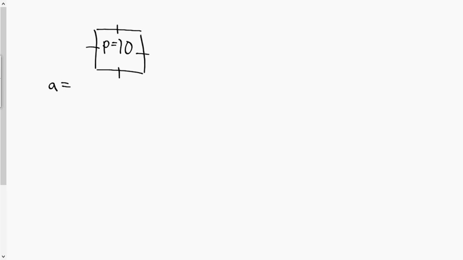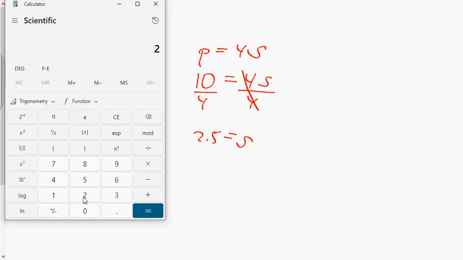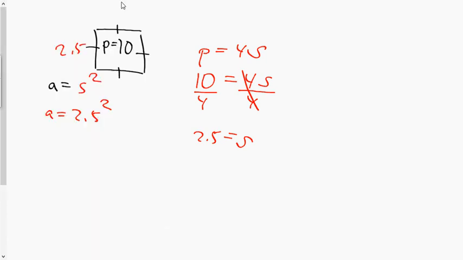And your last question, perimeter is 10. So perimeter equals 4 multiplied by the side length. Divide both sides by the coefficient. The side length equals 2.5. Once you have that, area equals side squared, or area equals 2.5 squared. 2.5 squared is 6.25. Your final area would be 6.25 meters squared.